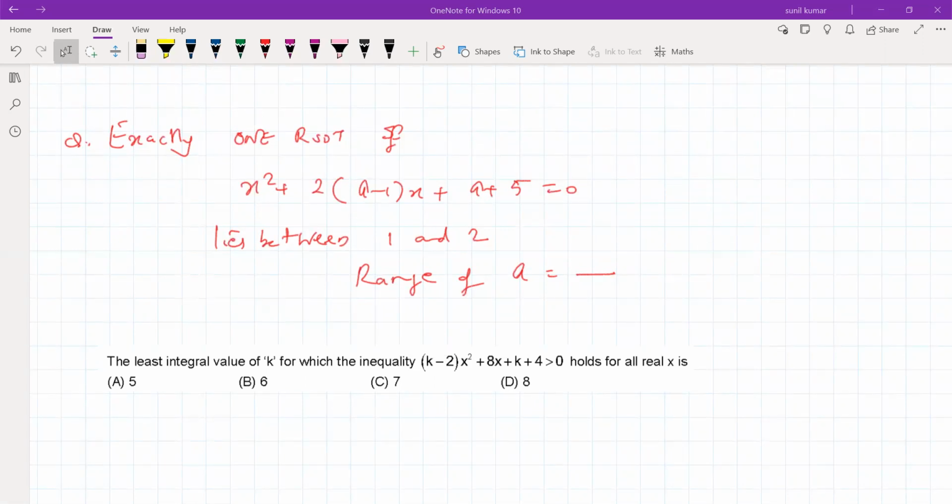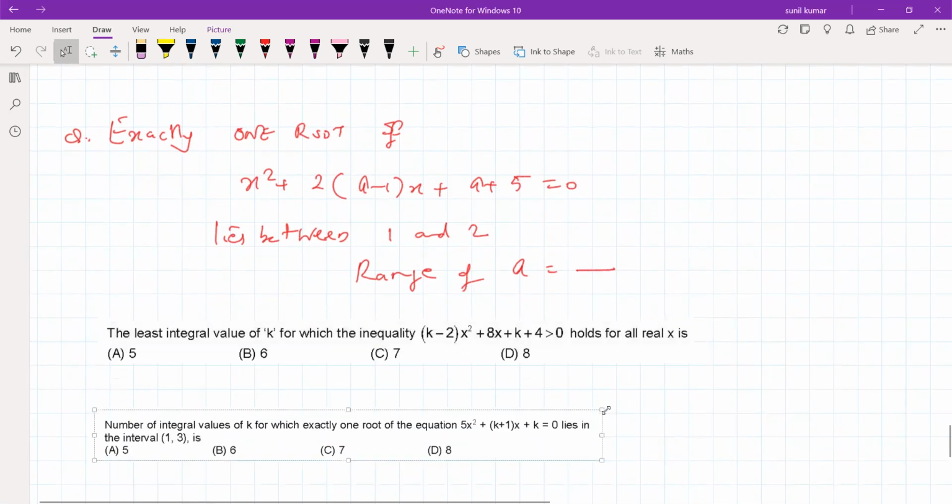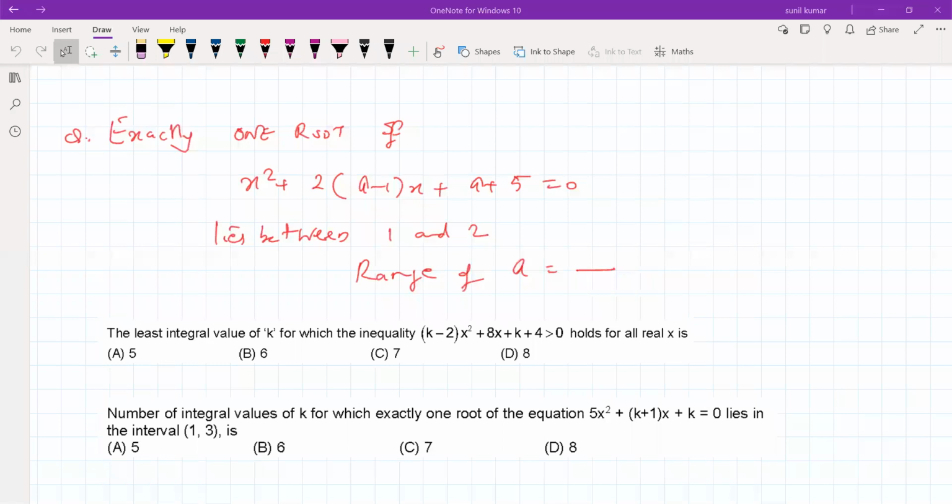Please try. The second problem also, let me keep it. Please try these two problems. Now, this answer to this, let me collect that.